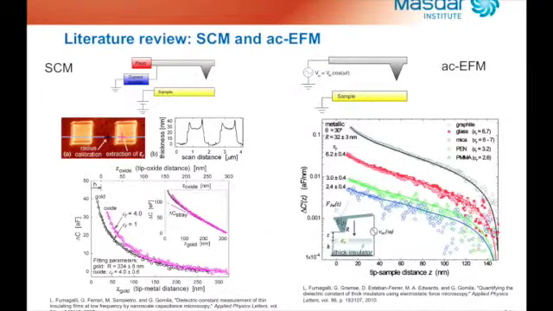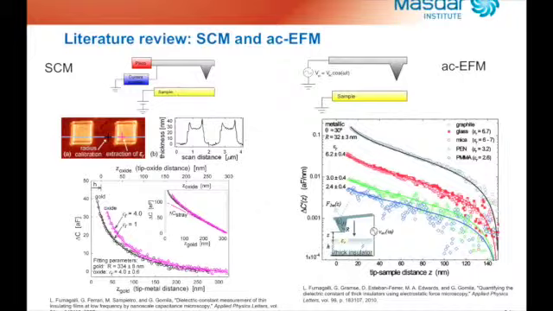And in literature, we can see that both techniques have been used to determine the dielectric constant of the material simply by comparing the experimental curve of the capacitance between the tip and the sample with an analytical method. Both techniques have been successfully used to determine the dielectric constant. However, they have some limitations.